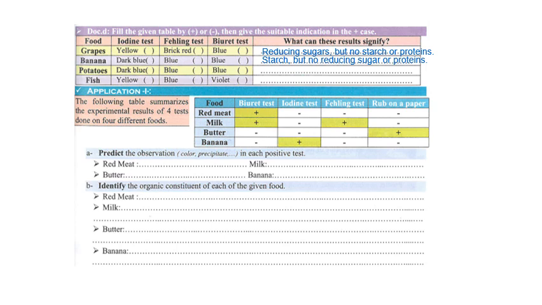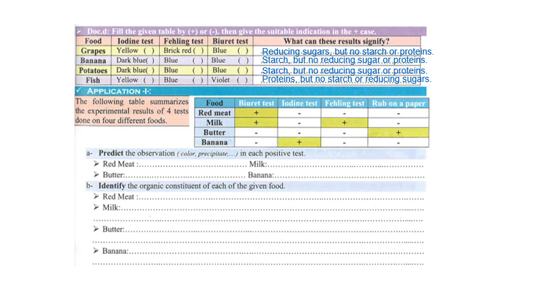Potatoes: dark blue with iodine, positive; blue with Fehling, negative; blue with biuret, negative. So it contains starch but no reducing sugars nor proteins. Fish gives yellow with iodine, which is negative, blue with Fehling, which is also negative, violet with biuret, which is positive. So fish contains proteins but no starch or reducing sugars. Okay.